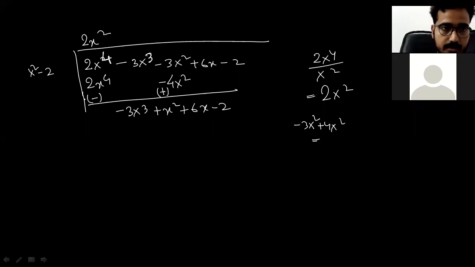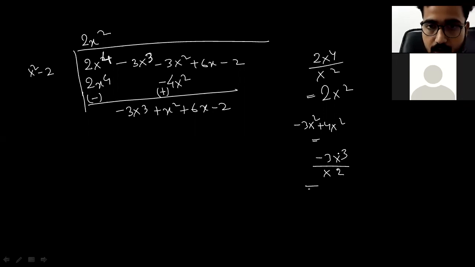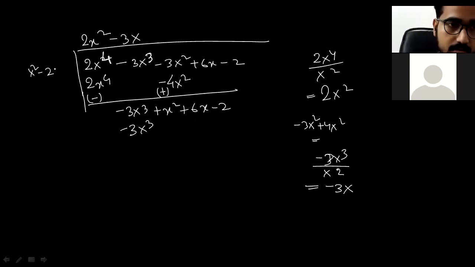Now you have to divide minus 3x cube by x square. How many times? It will be minus 3x, yes or no? Now you have to multiply this minus 3x with this one, so minus 2 into minus 3x will be plus 6x. So plus 6x will be here. You have to put the terms according to your variable.